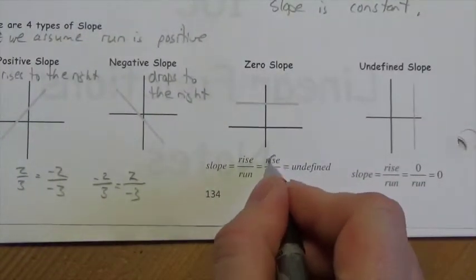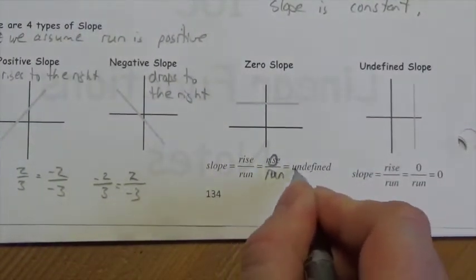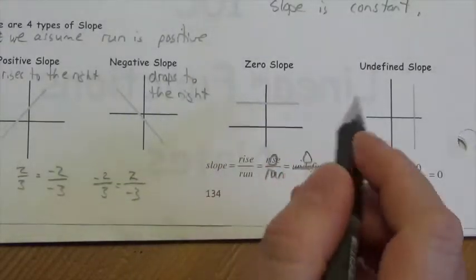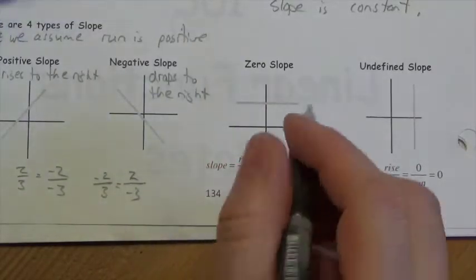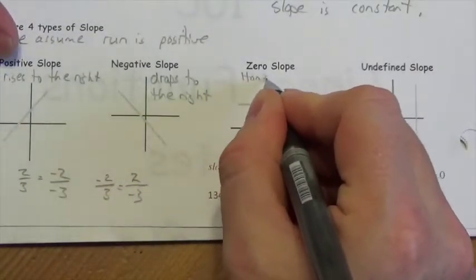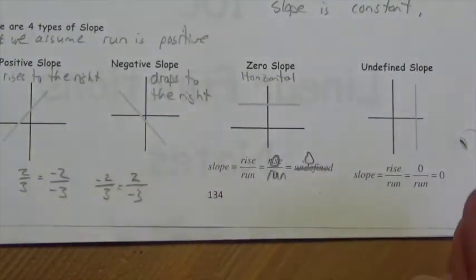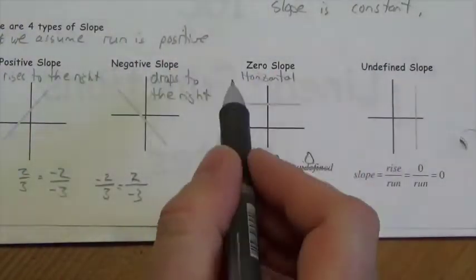This should actually have been 0 over the run, and this will get us a slope of 0. When you've got a slope of 0, it's a horizontal line. Now, this doesn't mean that there is no slope. The slope is 0.